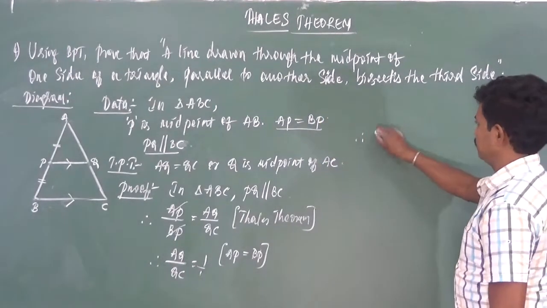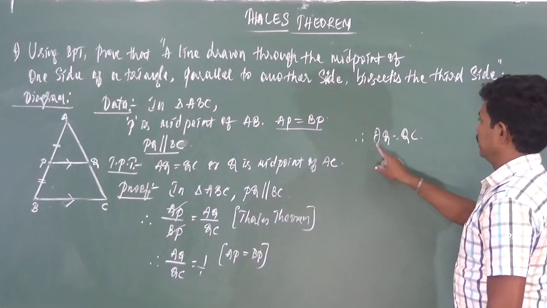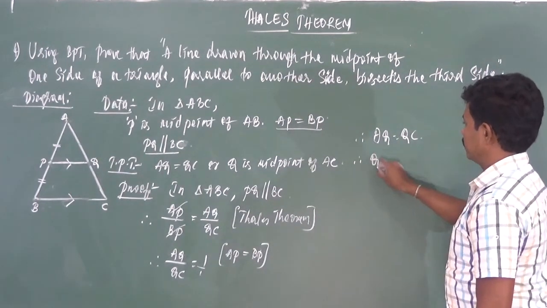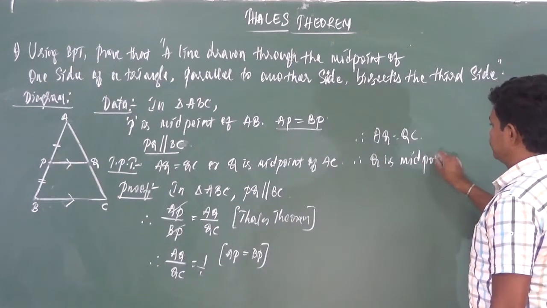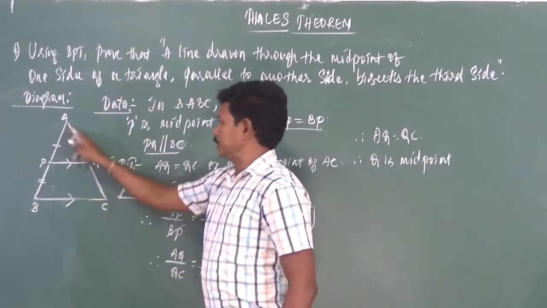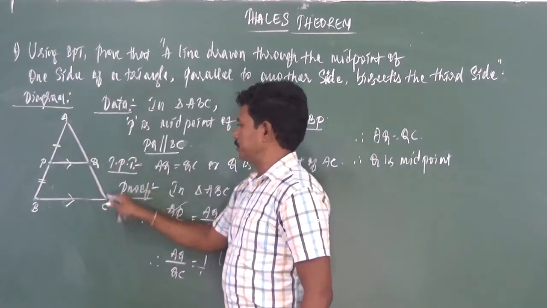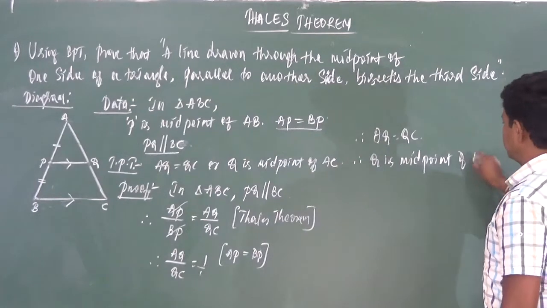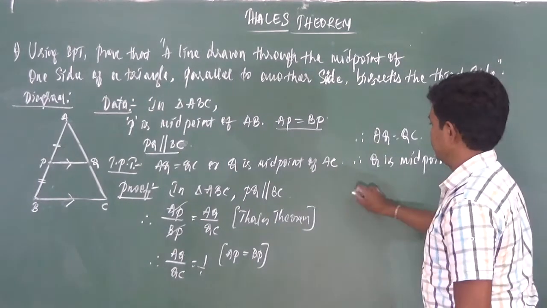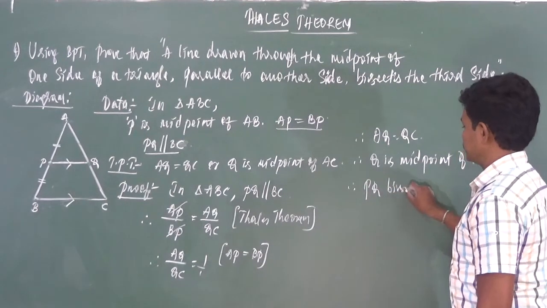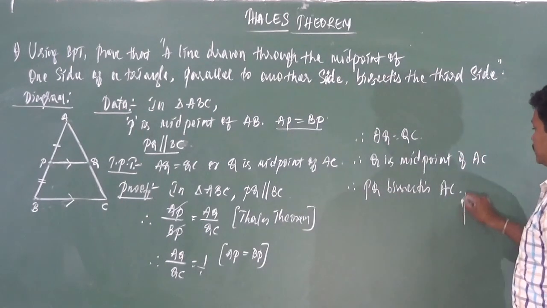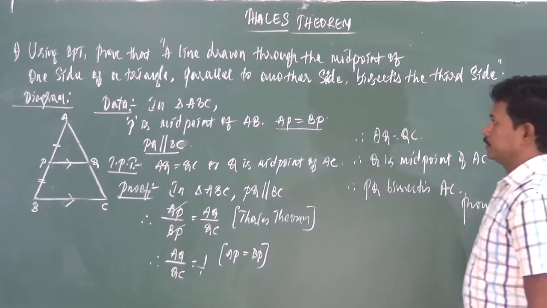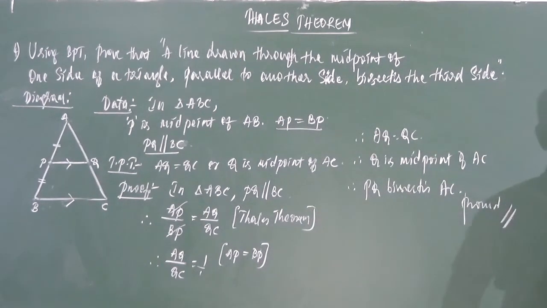So therefore, AQ is equal to QC. So if AQ is equal to QC, therefore Q is midpoint of AC. So here you can see that AQ is equal to QC. So Q is the midpoint of AC. So if Q becomes the midpoint of AC, therefore PQ bisects AC. So hence it is true. Right. So this is a very important writing. We'll go to the next problem.